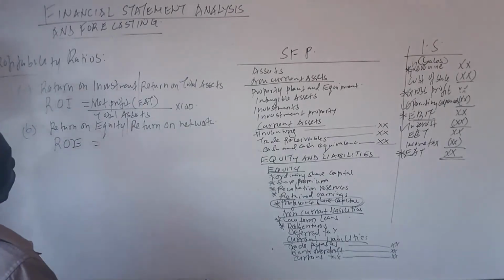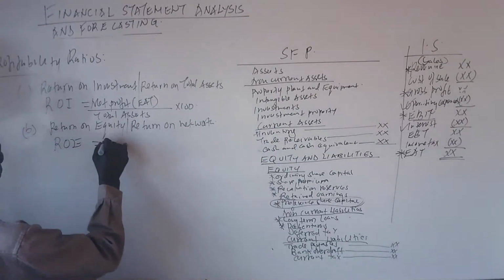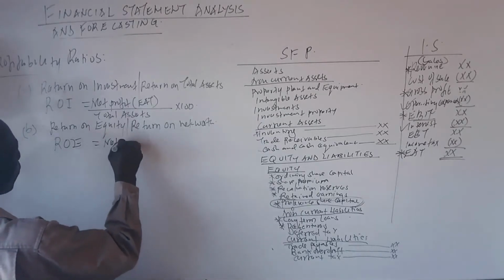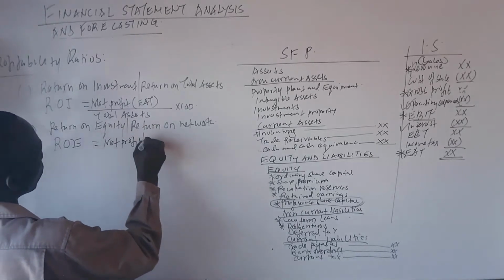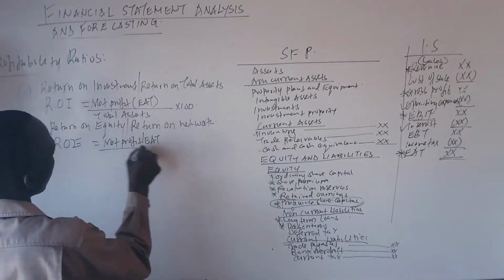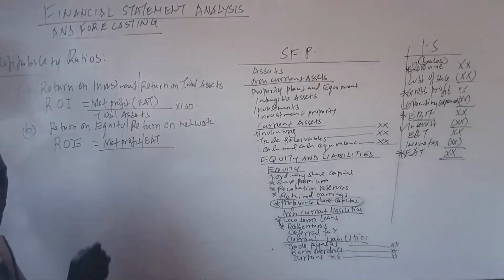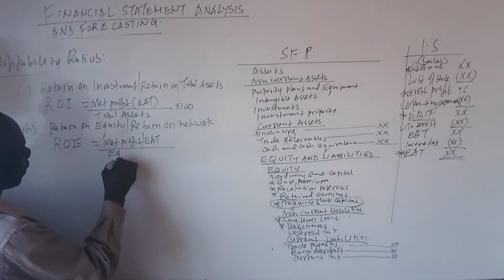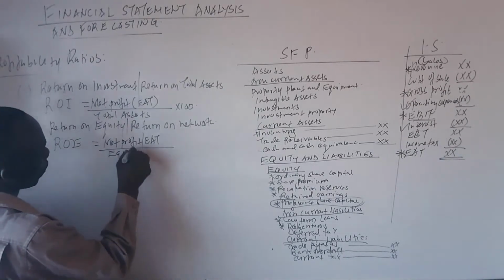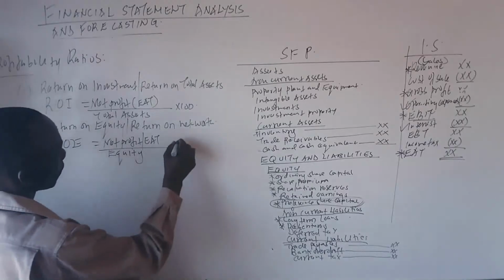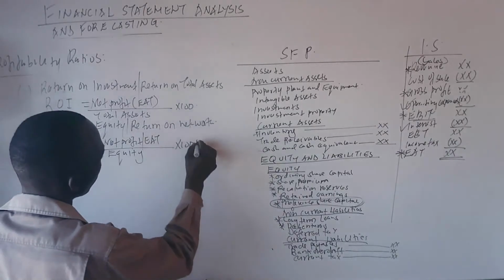How do you get the return on equity? The return on equity will be given by the net profit, or what we call earnings after tax. Then you divide by the equity, or what we call the shareholders' funds. Then you multiply by 100%.